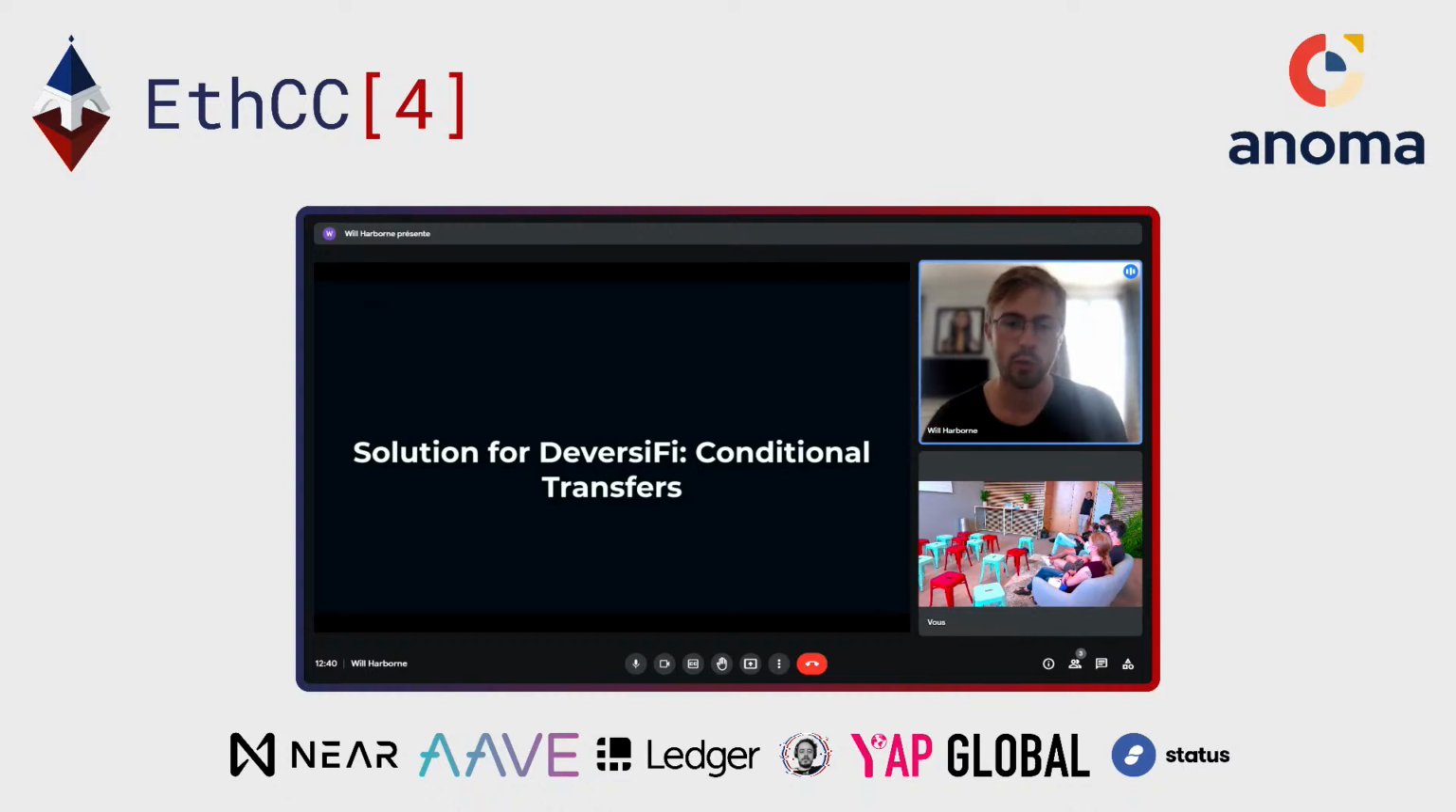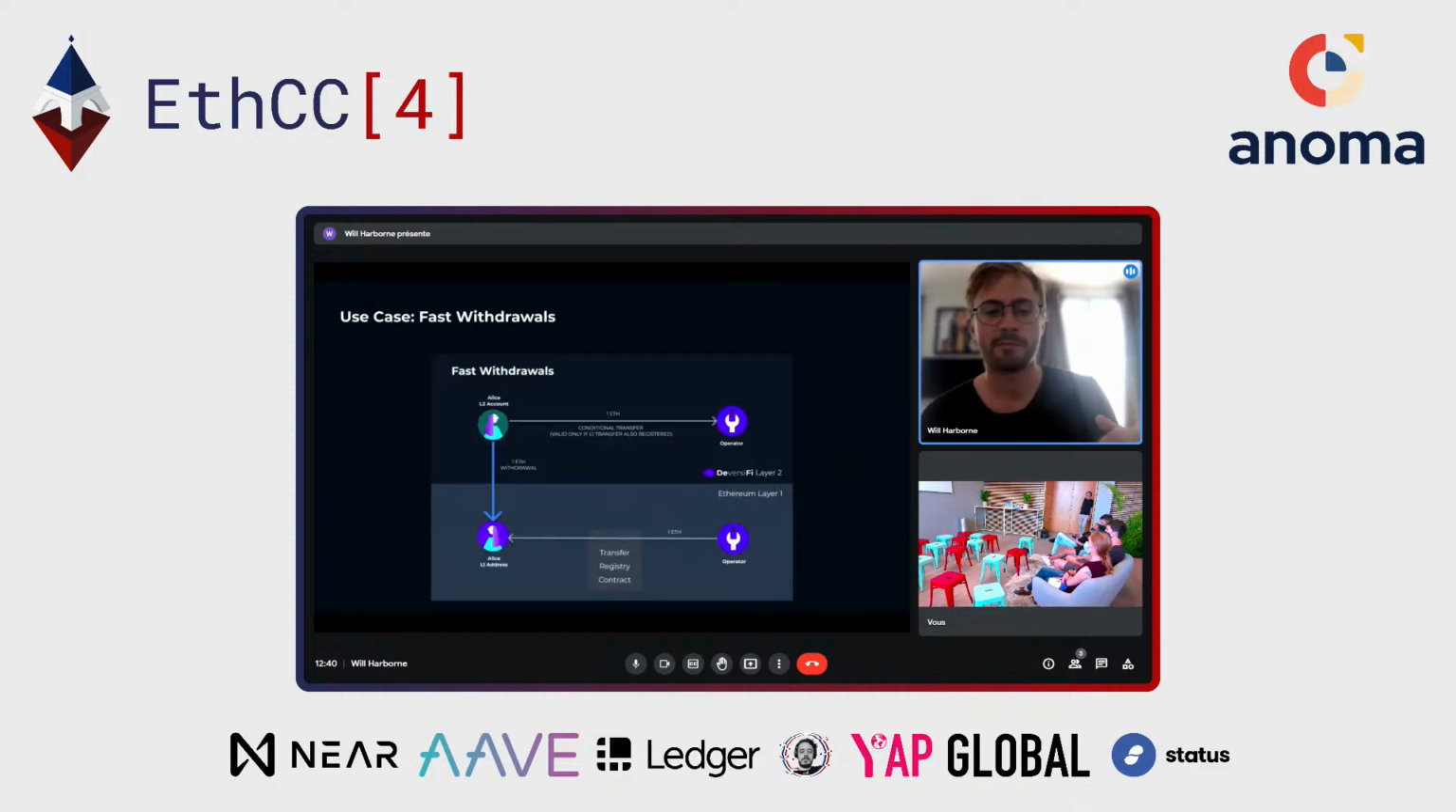So the clear example that we're using it for today is to have fast, close to instant withdrawals from layer 2 back to layer 1. In this example, Alice has a layer 2 account on DeversiFi and has 1 ETH there. She signs a conditional transfer to the operator and says, I will give you my 1 ETH, but only if I receive 1 ETH on Ethereum. And actually, the exact thing that she signs includes a contract specified on layer 1, a normal Solidity smart contract that will register the fact which verifies that the transfer occurred to her on layer 1.